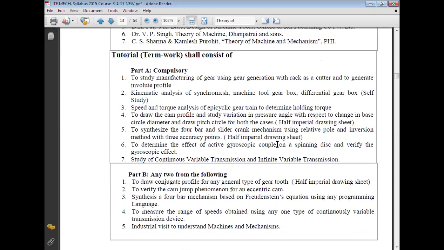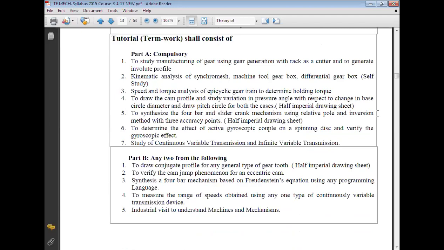Then the next part is the term work. Okay, and what we are going to see in the term work section, that is what we will see now.